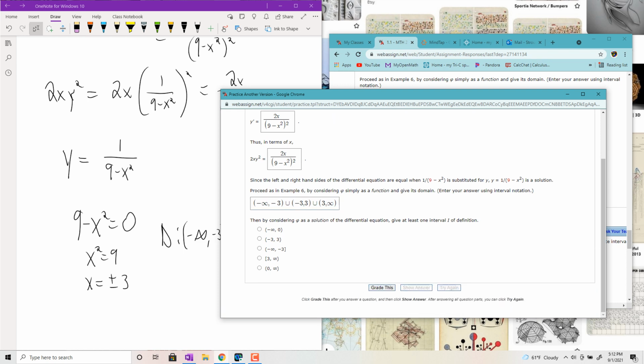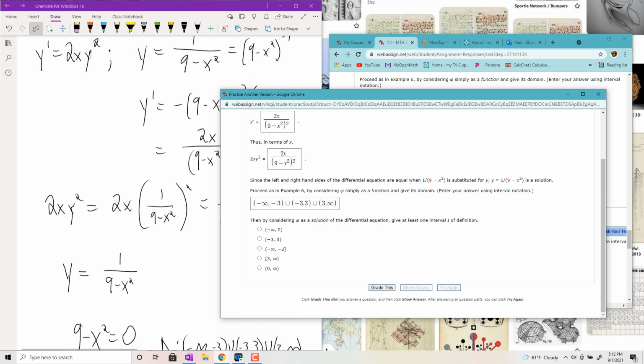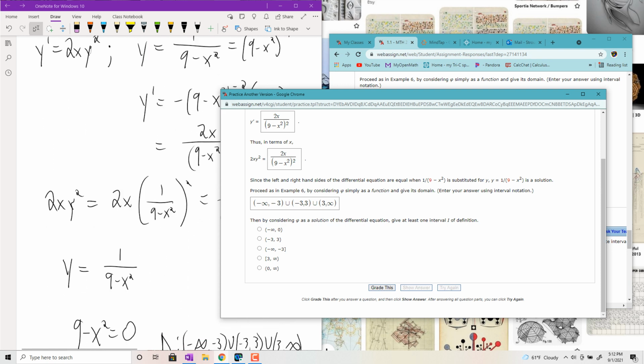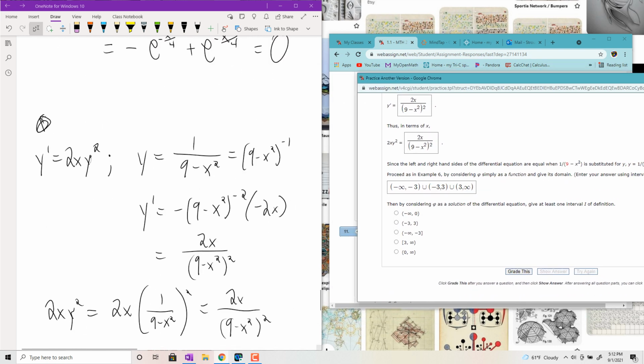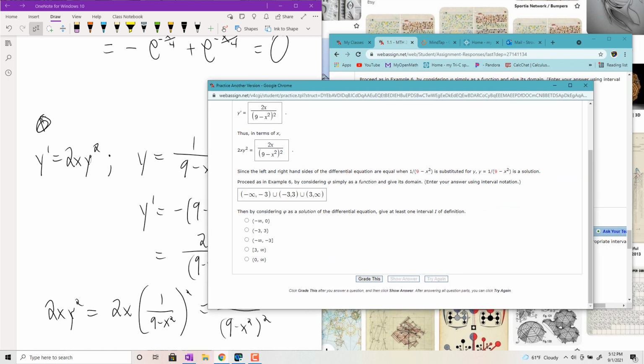Okay. And then finally, consider phi as a solution of the differential equation. Give at least one interval. So the derivative has the same domain as the original function. So you're basically left with picking one of these three intervals. And the way they want you to do it is basically to pick the biggest one. But you see they have two that are kind of like the biggest at the end. So what they want you to do is pick the one all the way to the right. So they want you to pick 3 to infinity.